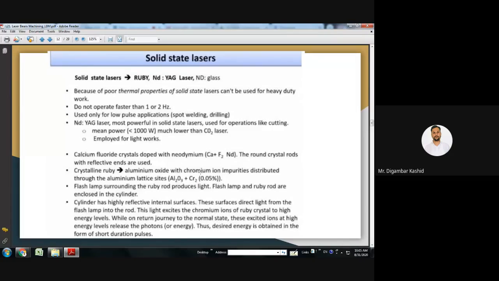Again, we have the flash lamp, which surrounds the ruby rod and produces the light. The flash lamp and the ruby rod are enclosed in a cylinder.